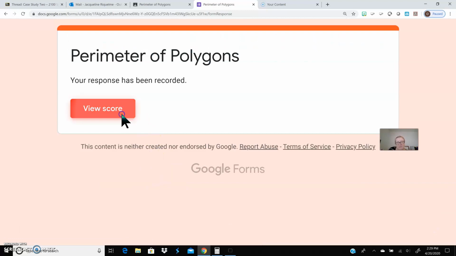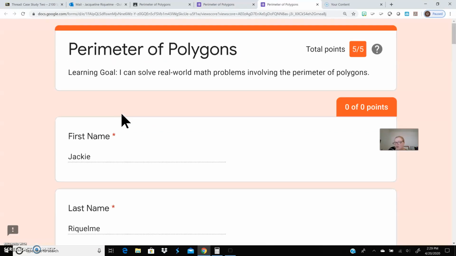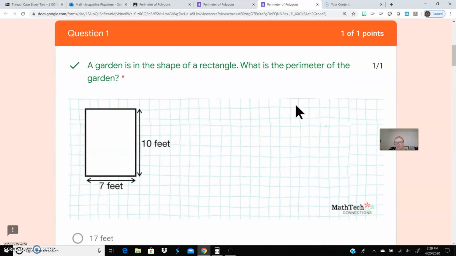Okay, I'm going to go ahead and view my score. Hopefully I did okay. Okay, yay, I got 5 out of 5. Okay, so just remember with perimeter, it's adding. You can remember the acronym PERI sum. So PERI is perimeter, and sum is what we do when we do addition. PERI sum. Thank you.